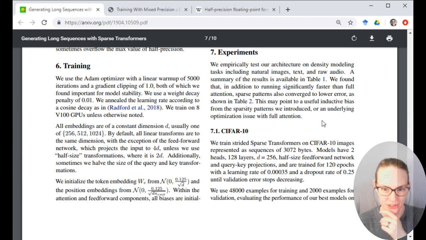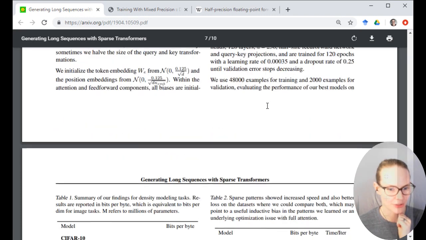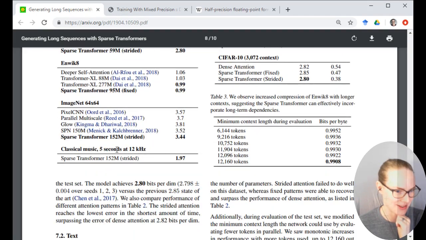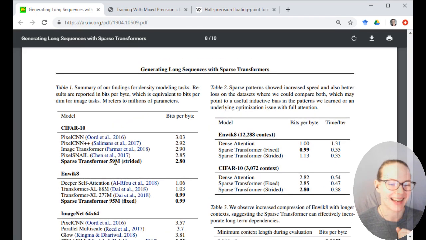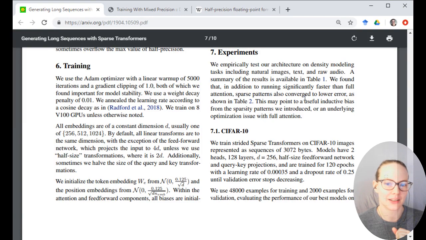A summary of the results is available in Table 1. I'm going to assume that they say that they do better than the current state of the art. We found that, in addition to running significantly faster than full attention, sparse patterns also converge to lower error, as shown in Table 2. Interesting. This may point to a useful inductive bias from the sparsity patterns we introduced, or an underlying optimization issue with full attention. So I'm assuming that in Table 1 they're going to say that they did better than everybody else. Yep, that's what Table 1 says. The lower error is pretty interesting.